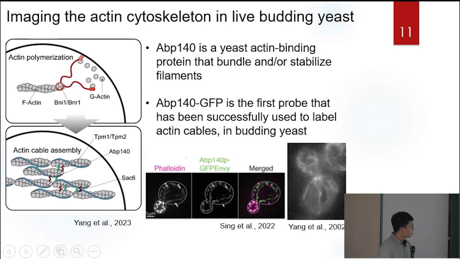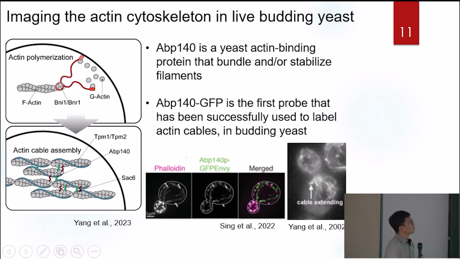There's one exception: in phalloidin you can clearly see these dots. These are called actin patches, which are endocytosis vesicles. But in ABP140, it's not that clear. But for the actin filament, it's almost 100% colocalization. So this is the first probe that can visualize the actin filament without affecting dynamics.